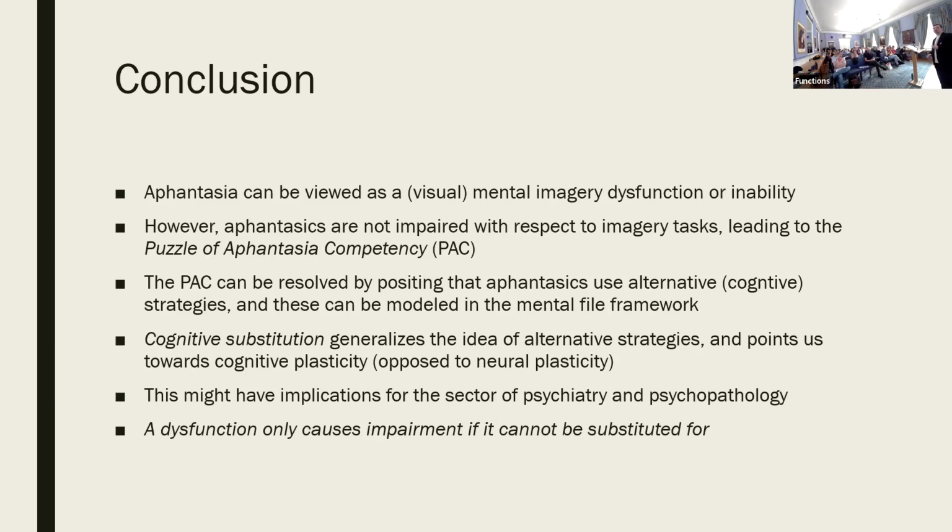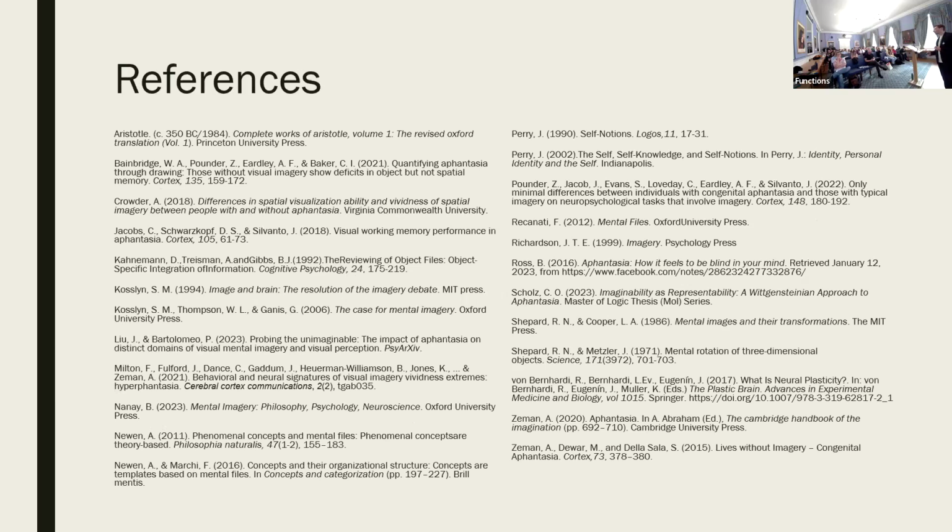And I have also said that this would point us towards a sort of cognitive plasticity, which I then compared with neuroplasticity. And then in the end, I suggested that there might be implications for the sector of psychiatry and psychopathology. So in the end, I would like the takeaway message to be, which we can discuss, of course, the idea that a dysfunction only causes impairment if it cannot be substituted for, or maybe a dysfunction only expresses itself as an impairment if it cannot be substituted for. These are my references, and I thank you very much for your attention.